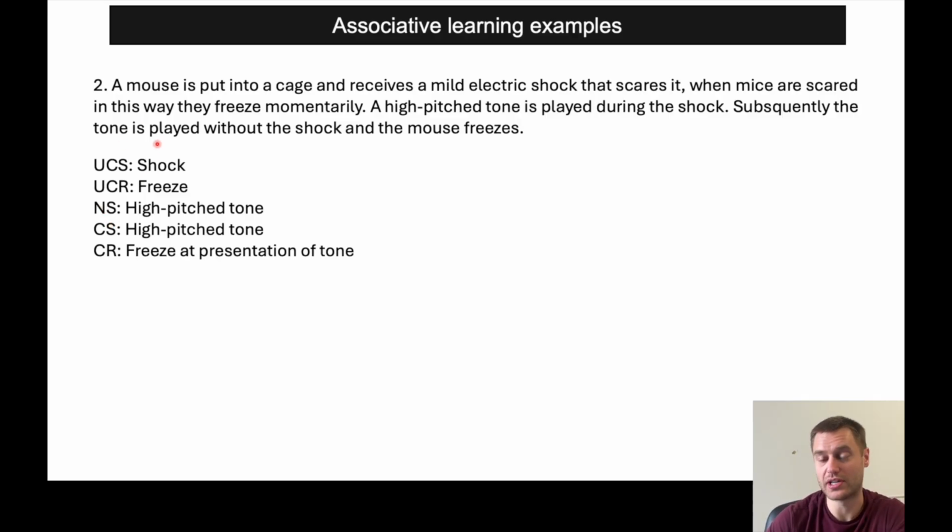So if you are interested in behavioral neuroscience, this is a technique that is used very frequently where they have mice in a little cage and they give them a little shock. It's not like they're getting electrocuted, but it's enough of a shock to scare them and they will have this characteristic freeze response. Anyway, so the neutral stimulus is the high-pitched tone, and the conditioned stimulus is the high-pitched tone, right?